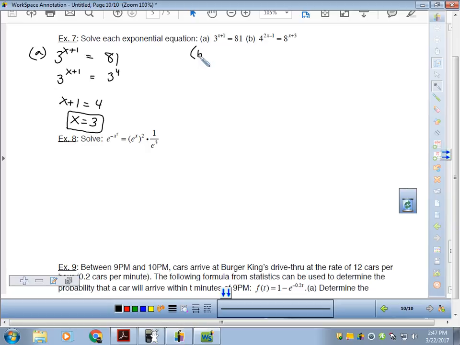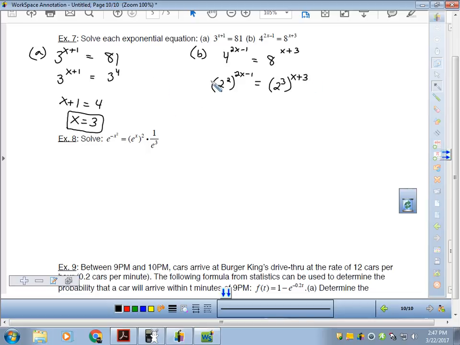Alright, let's look at B. B, we have 4 raised to the 2x minus 1 equals 8 raised to the x plus 3. Is there a common base for 4 and 8? Are 4 and 8 both powers of something? And they are. They're both powers of 2. 4 is 2 squared, and then that 4 is getting raised to the 2x minus 1 power. 8 is 2 to the 3rd power, and then that 8 is getting raised to the x plus 3.